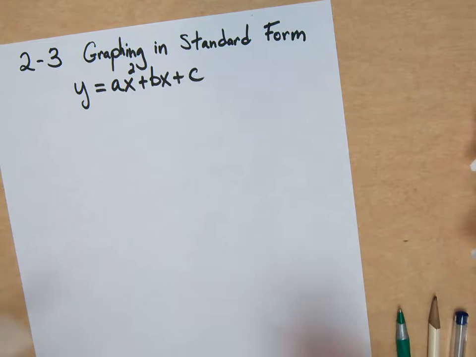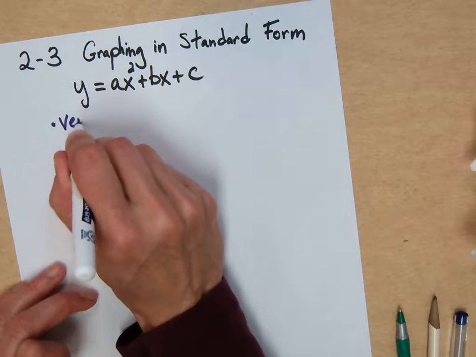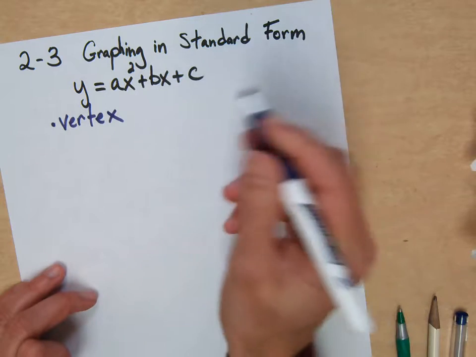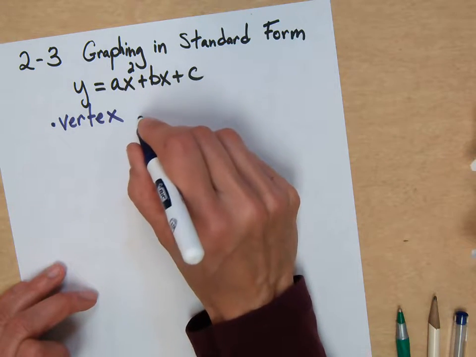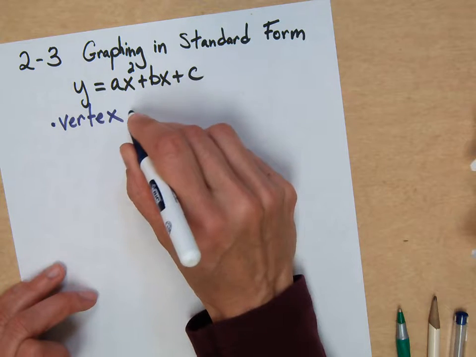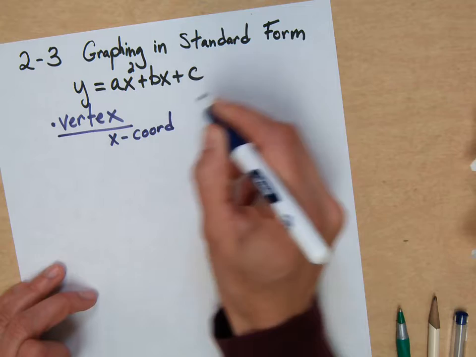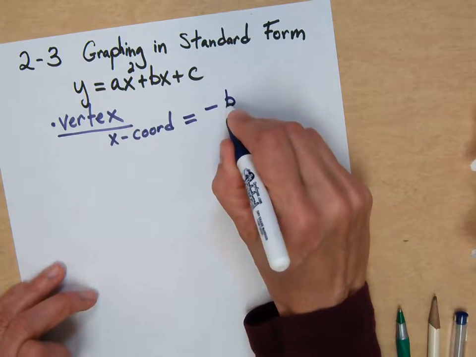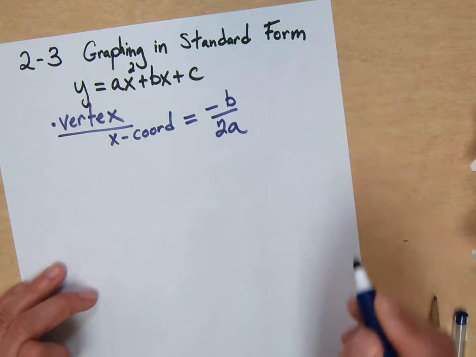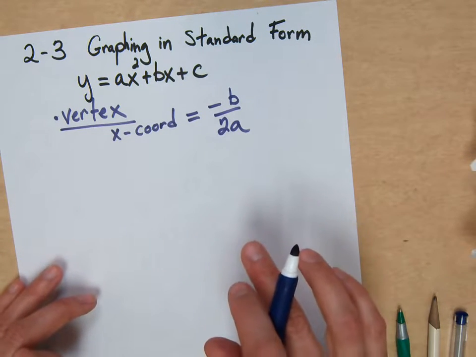So the things that you want to pull out of that are the vertex, which you've practiced today, and the formula for the vertex that you want to memorize, because this is the fastest way to graph this. For the vertex, the x-coordinate, you use this formula, it comes from completing the square, and we'll get to that. It's negative b over 2a. So that's the x-coordinate. It's negative b over 2a.